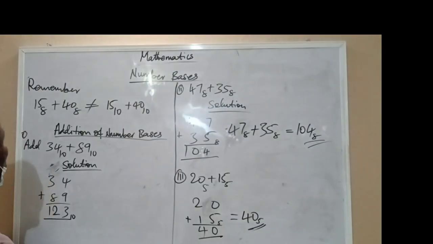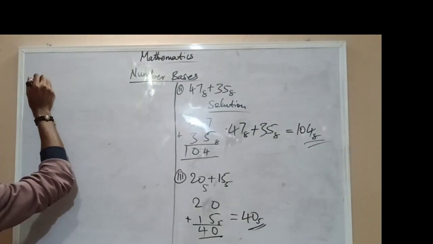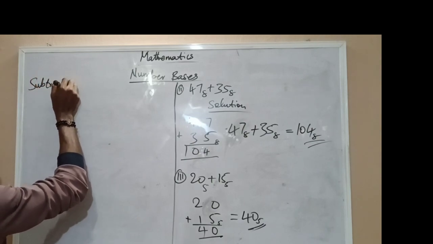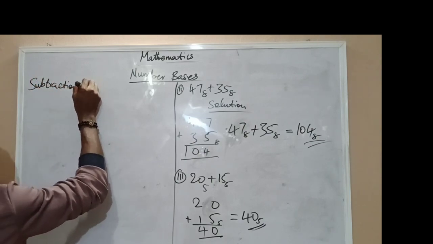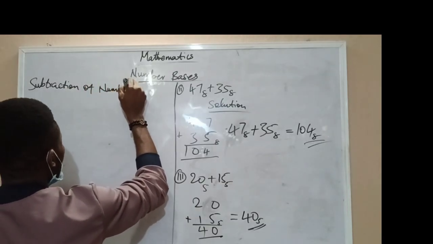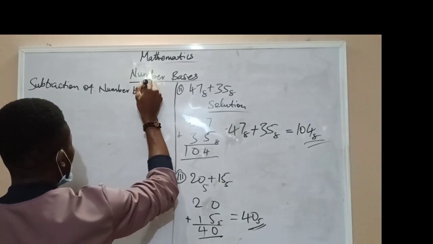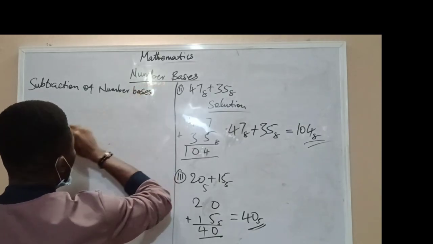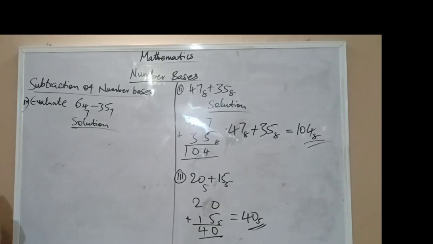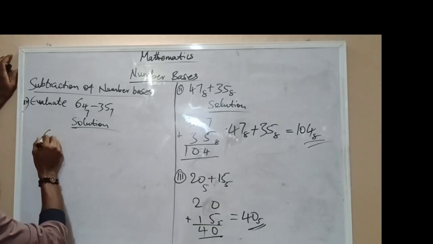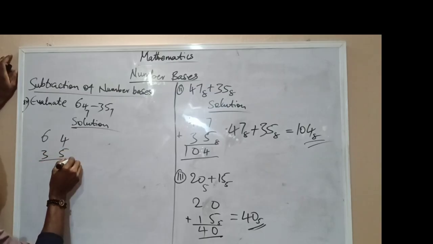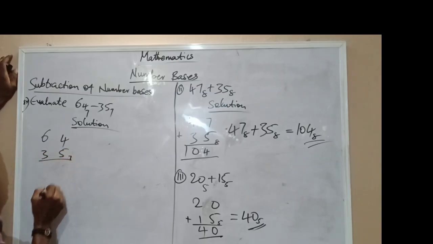Another one is we move to subtraction of number bases. Subtraction of number bases. Now, bases are in 7. This is 64. And this is 35. We are solving in base 7.